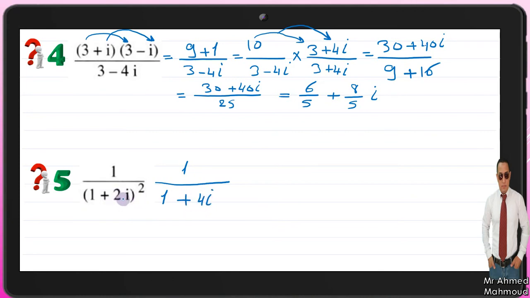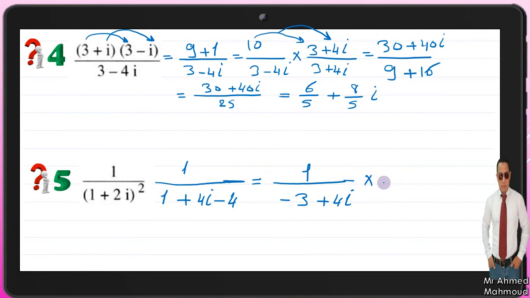Second power of 2: 2 power of 2 equals 4. I power of 2, I power of 2 changes the sign, it will be negative 4. So it will be 1 over 4 minus 1 minus 4 equals negative 3 plus 4i.